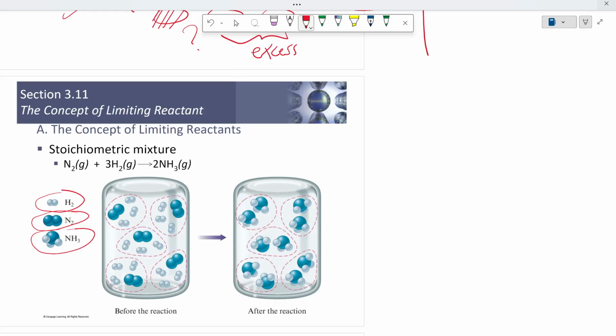Limiting reactant again is the reactant that consumed completely, and as a result, it will limit the amount of the product. It will indicate the amount of the product. These are the two key points about the limiting reactant. The complete consumption, الاستهلاك الكامل, and because it's consumed completely, it will indicate the amount of the product.